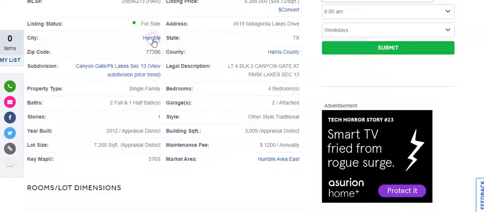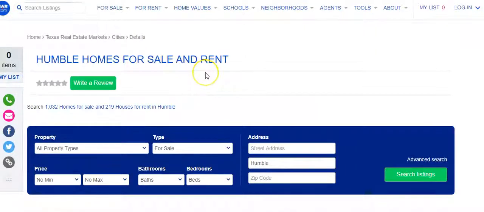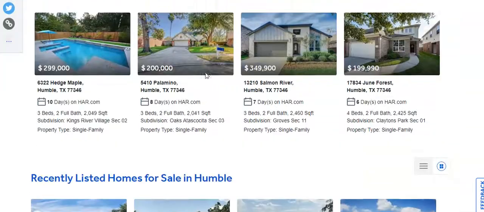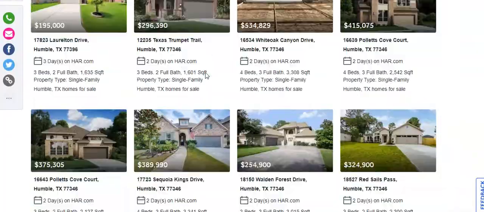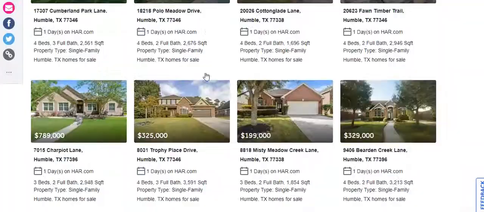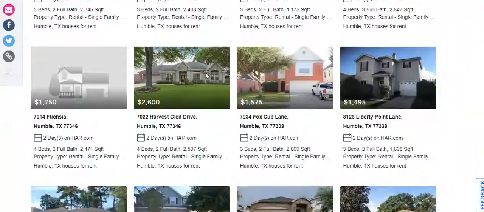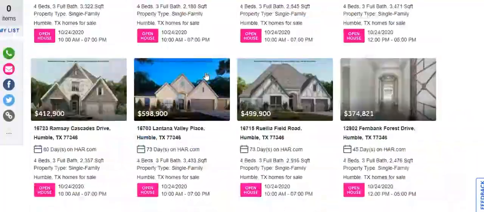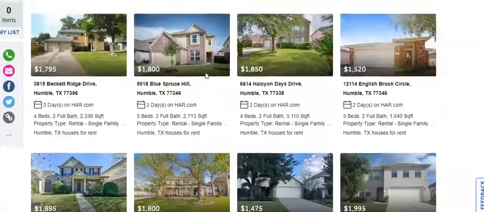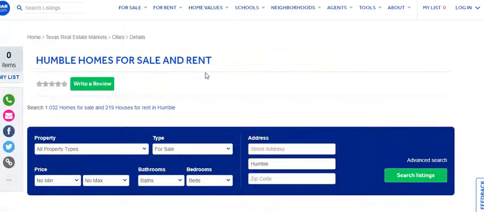So let's click on it and see what happens. When you click on Humble, it brings you to data that'll give you some information about other houses that are listed in that particular city. So there's a lot of information here that you can review. We're going to go back. You can do this independently.